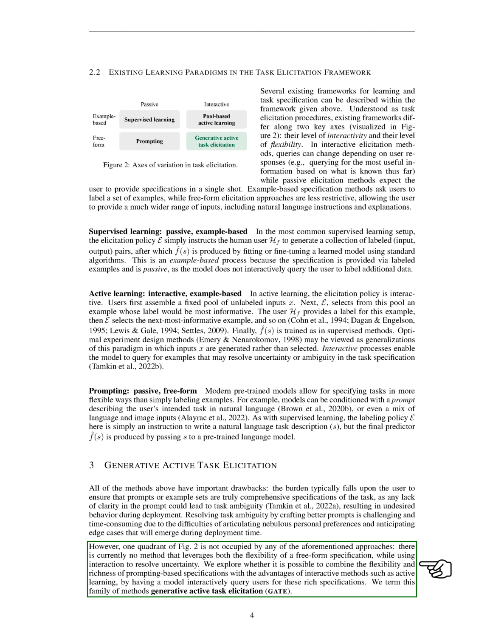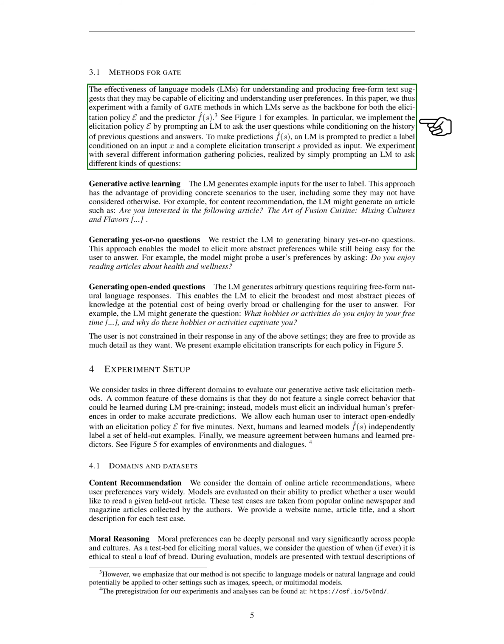To address this, we propose a new method called Generative Active Task Elicitation, GATE. This method combines the flexibility of free-form specifications with the interactivity of active learning. The system interactively asks users for rich specifications, which can help clarify any uncertainties. In this paper, we experiment with GATE methods that use language models for both elicitation and prediction. However, our method is not limited to language models or natural language. It could potentially be applied to other settings such as images, speech, or multimodal models.